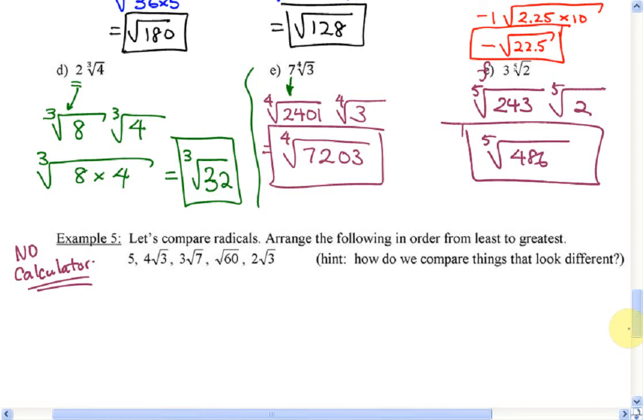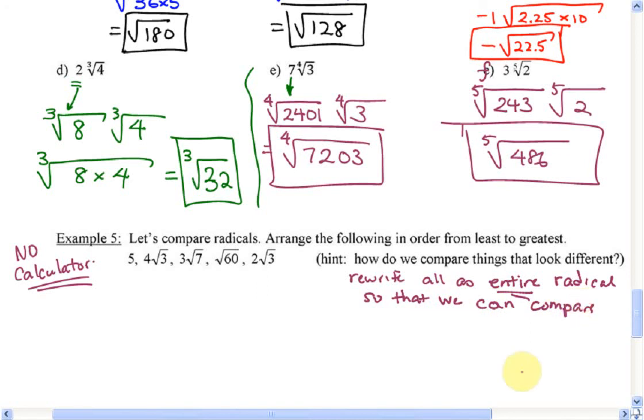Now, when you try to compare things, you have to make them look kind of alike, right? You need to try to be almost the same. So my suggestion to you is, why don't we rearrange things to make them look the same? Why don't we just rewrite them all as entire radicals? Because if we just have one number underneath the square root, I think it's pretty easy to compare which number is bigger, which number is smaller, okay? So the goal here is to write them and make them look the same, and then we'll compare.